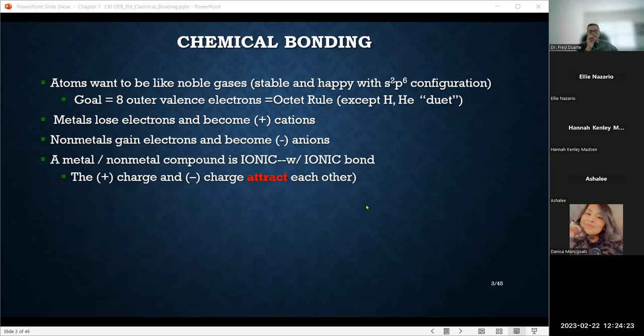Now, when you have a metal nonmetal combination, we have the key aspect. A metal nonmetal combination, we have what's called an ionic bond. Okay, also an ionic compound.